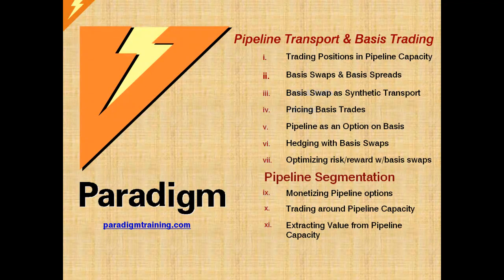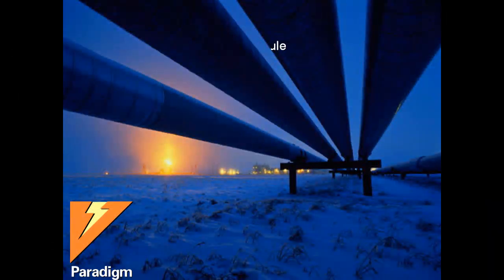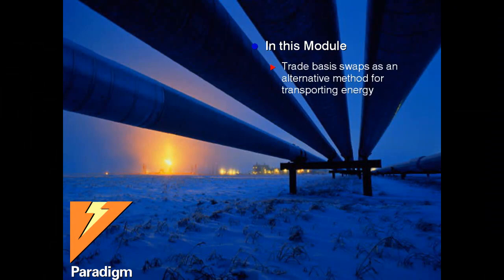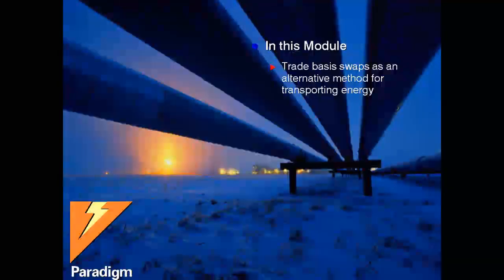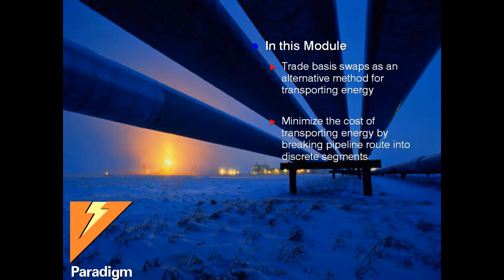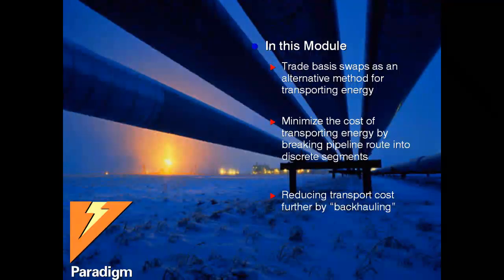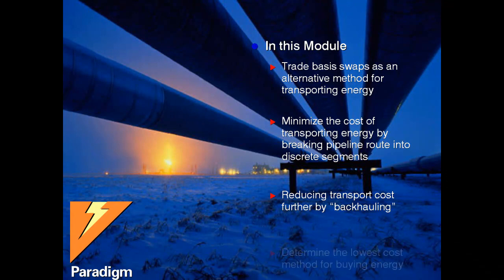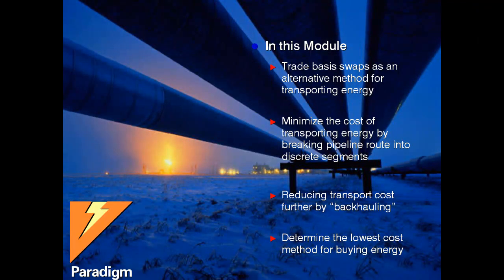In previous modules, we've seen how basis swaps are structured and traded. In this module, we will use basis swaps to synthetically transport natural gas. This will allow us to segment the pipeline and minimize the transport costs along each segment. In some cases, further cost reductions are possible by backhauling, a method to arbitrage the pipeline versus the basis market. This process will identify for us the lowest cost method for sourcing natural gas.